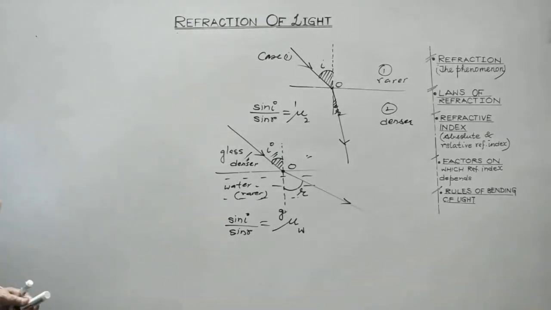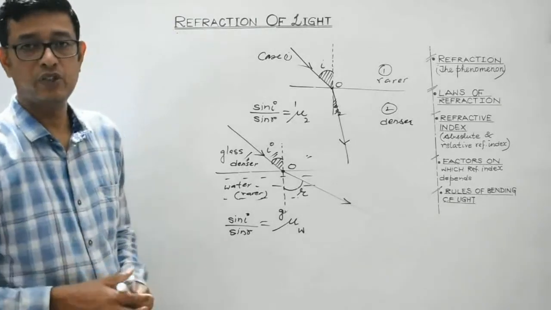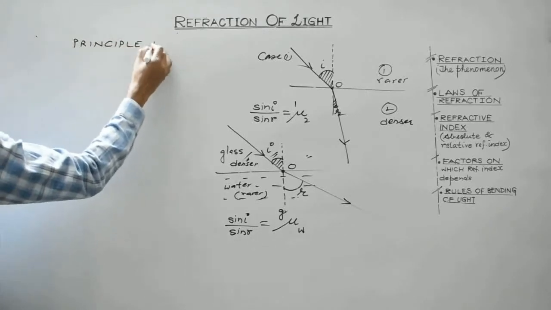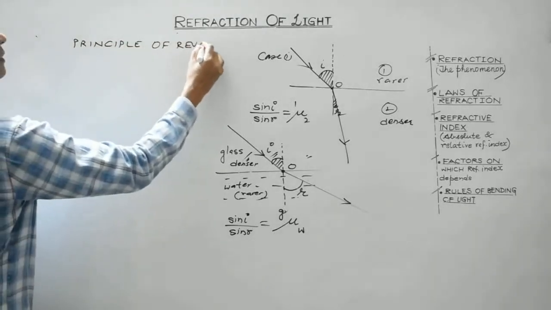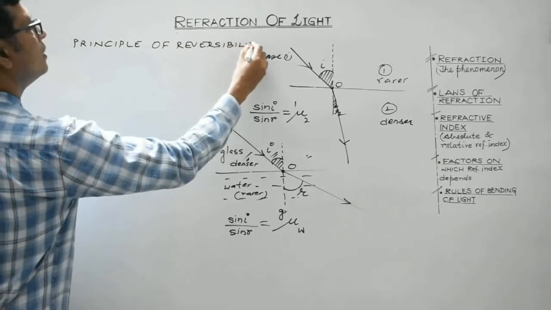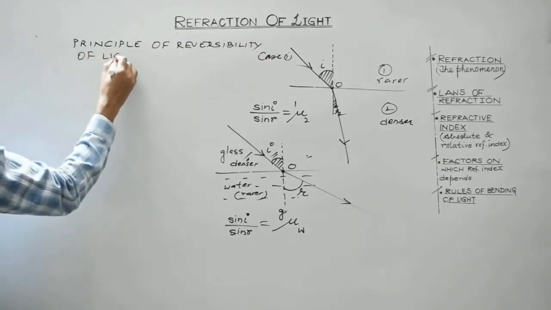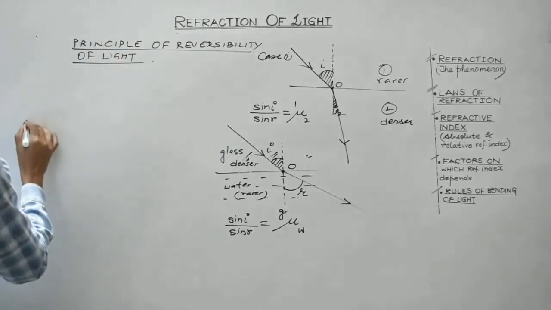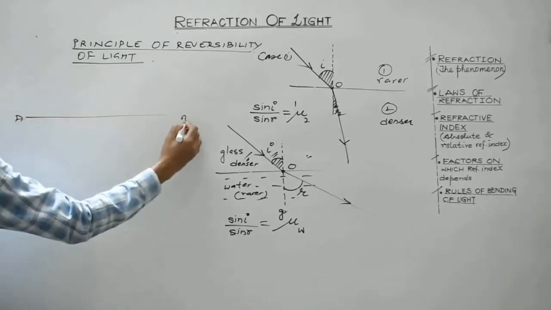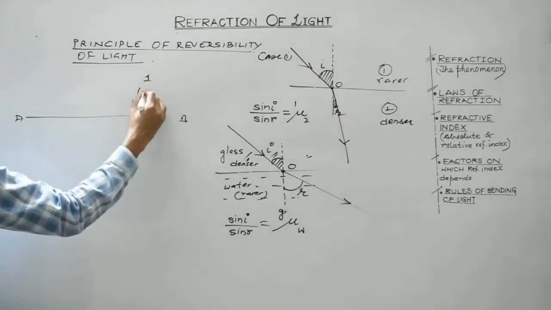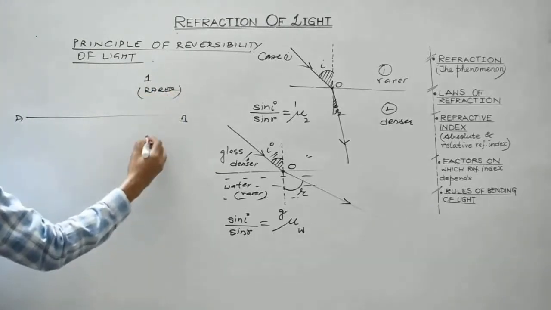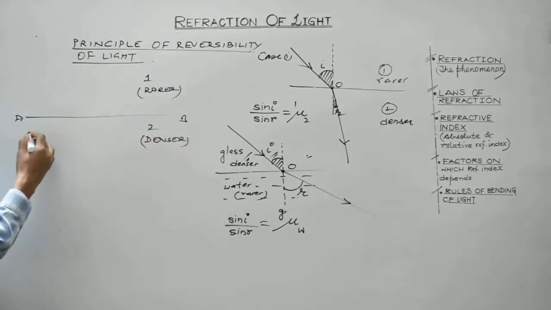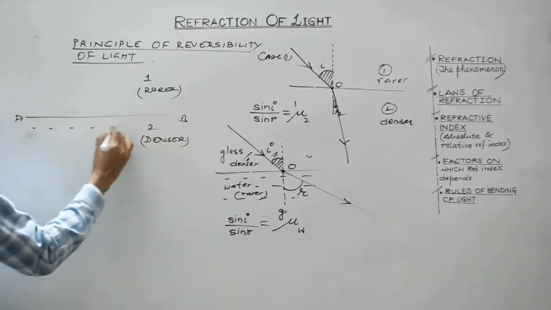So, let's deal with the principle of reversibility of light. So, let us discuss this. Principle of reversibility of light. It's a very, very simple concept actually. Now look, let's consider this to be an interface. This is suppose medium 1. It's considered to be the rarer medium. Let us consider this to be medium 2. It's considered to be a denser medium. Water or any other medium.